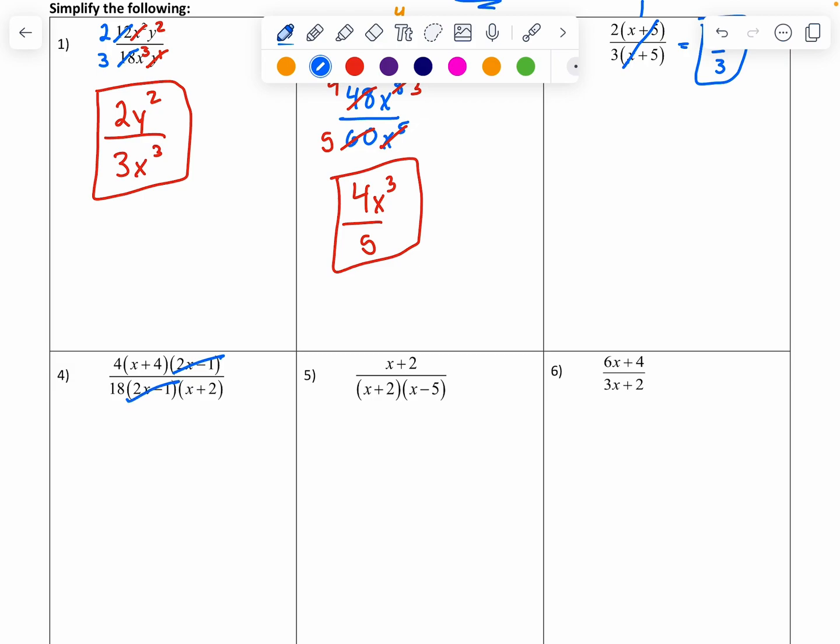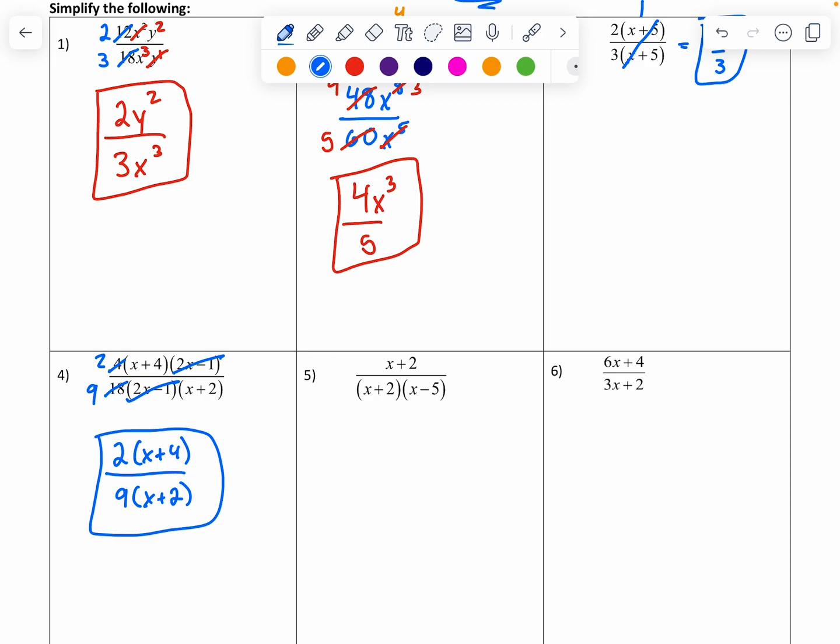X plus 4, x plus 2, those can't simplify because they don't match. 4 and 18, though, those are both divisible by 2. So this divided by 2, this divided by 2. So we're left with a 2x plus 4 on the top and a 9x plus 2 on the bottom. And we are not going to multiply them out. We want them in as factored form as possible because that lets me see what can simplify.